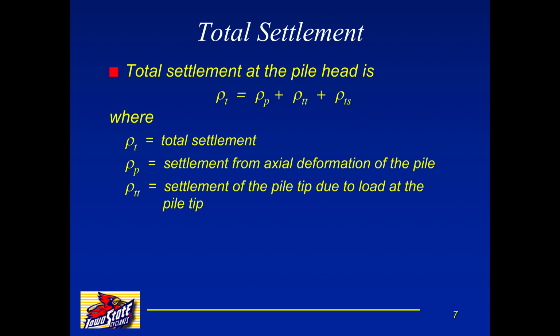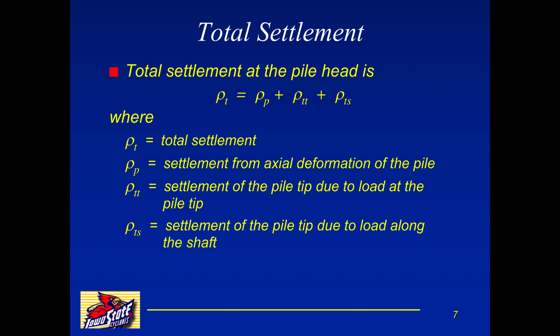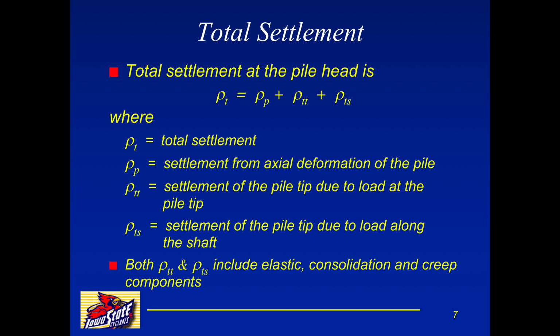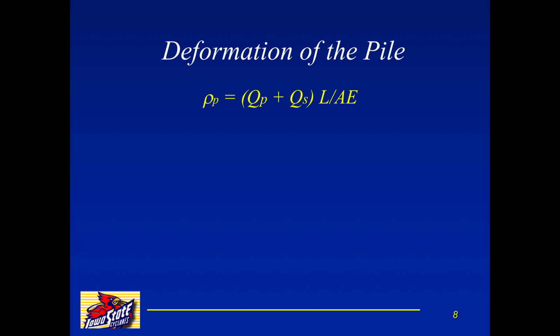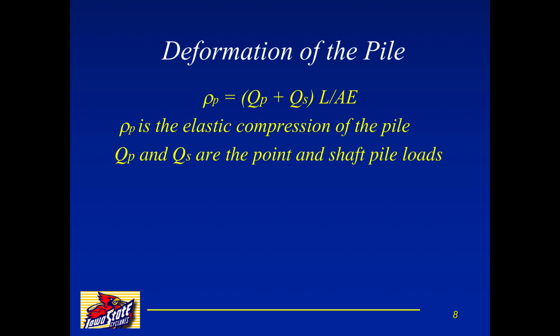Then we have the settlement of the pile tip due to the load at the pile at the top. And then we have the settlement of the pile tip due to the load along the shaft. Both the tip and the shaft settlement include elastic, consolidation and creep components. The pile itself is going to deform based on its material properties. So there is elastic compression of the pile, where Qp is the point capacity and Qs is the shaft pile load.